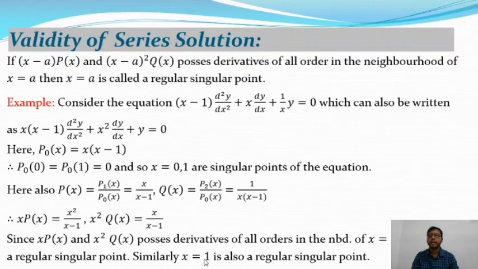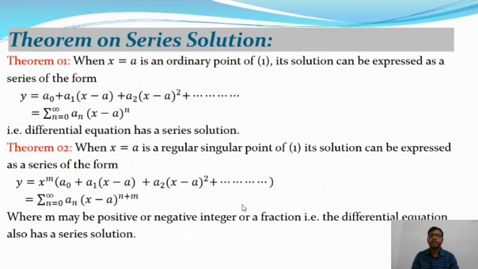Okay, and I have already defined in the previous slide how to find the regular singular points of a differential equation. So in that case, x = 0 is a regular singular point, as well as x = 1, of the given equation x(x − 1) d2y/dx2 + x² dy/dx + y = 0. Okay, after that, we will discuss some theorems on series solutions.